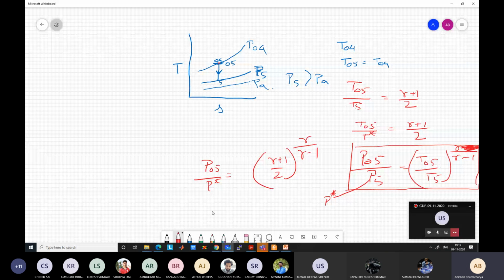Is there any doubt here? Please let me know, because otherwise you will not be able to understand the next part. I am hoping that if I give a problem in the exam for this case, everybody will be able to solve.